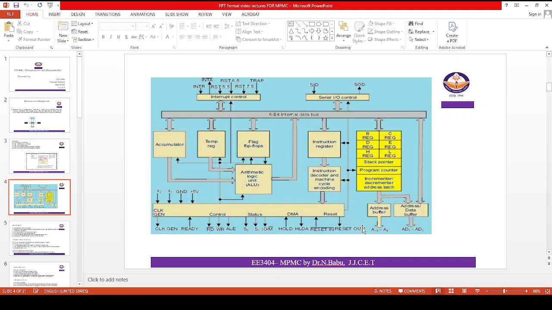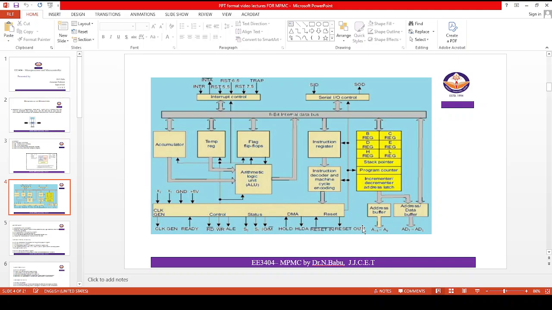What is the function of the accumulator? During the execution of the program, whether an add instruction, sub instruction, mul or divide, any one instruction, one part of the data is used. Suppose you want to add two 8-bit data: one 8-bit data is placed in the accumulator. That is one function of the accumulator. Another function is that after the ALU operation completes, the result is placed in the accumulator. These are all the important points about the accumulator. It is a very important register.